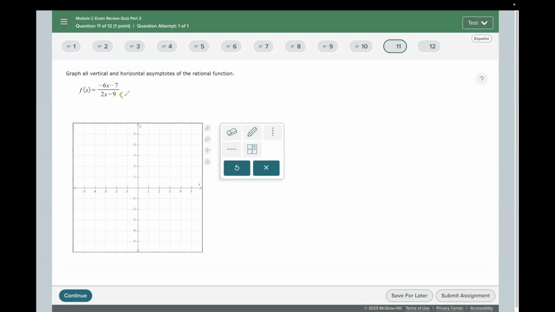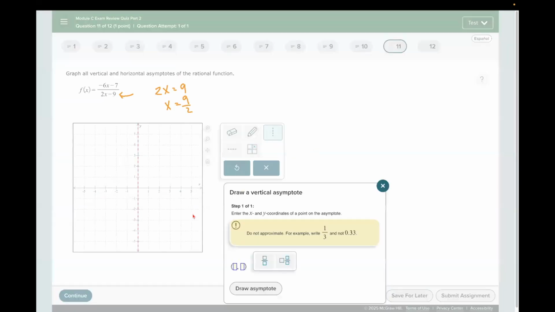So there's going to be a vertical asymptote where the denominator is equal to 0. So that's when 2x is equal to 9. In other words, x is equal to 9 over 2. So let's do our vertical asymptote. So x is equal to 9 over 2, and let's just say y equals 0. There's our asymptote. Very good.